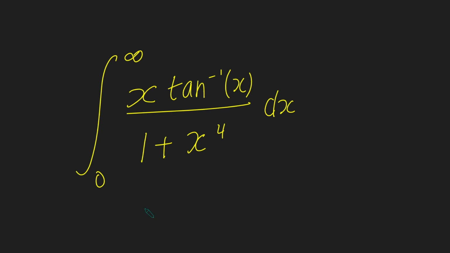I'm going to be going over a really interesting integral. It's the integral from 0 to infinity of x times inverse tan of x, all divided by 1 plus x to the 4 dx. Now, you might be able to evaluate this integral using complex numbers, but actually the way I'm going to be showing you involves no complex numbers whatsoever. It's a really, really nice technique. Let's dive right in.